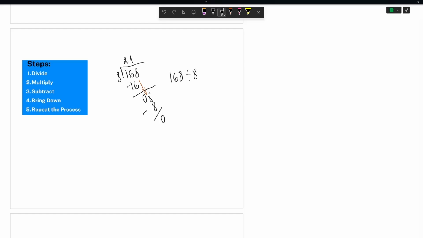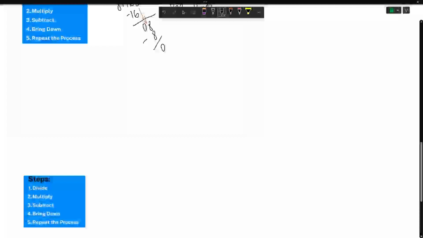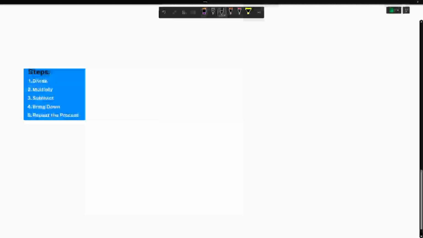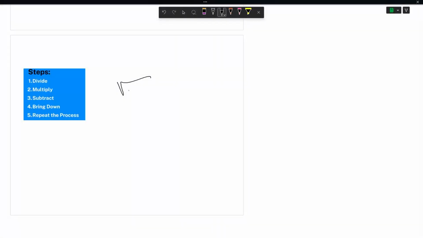And let's have a look at another example. Again, a 3-digit number. For example, 782 divided by 2. So step 1, divide. How many times can 2 go in 7? So 3 times. So now multiply.